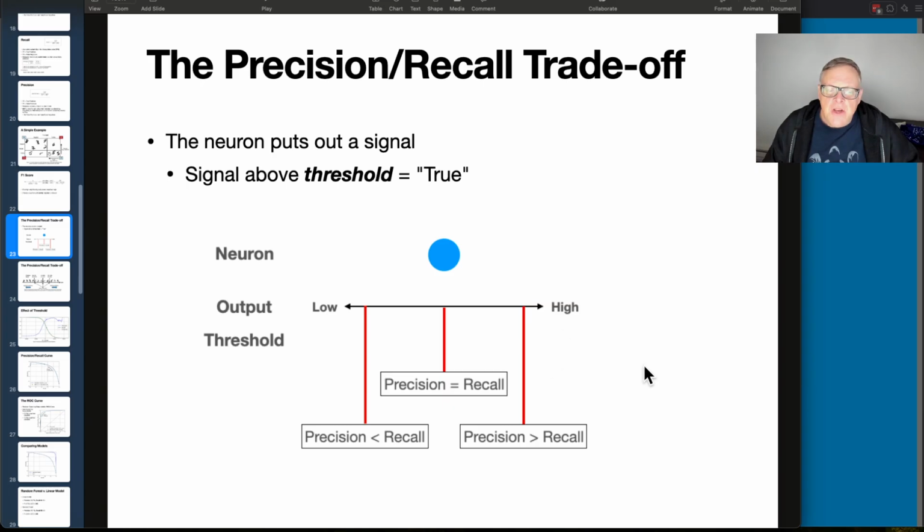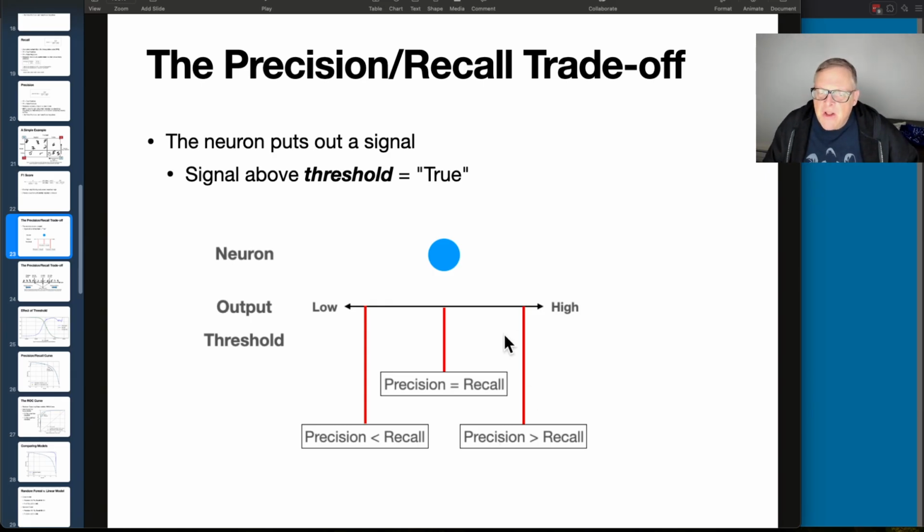So you could adjust the threshold. I've got the output neuron here. It's putting out a signal. If I put a threshold in the middle somewhere, then I'll get precision equal to recall. If I make the precision very high, then it will be very difficult for it to say true. So I will start getting a really bad recall rate. It will start failing to recognize many of the 5s. But anytime it does say it's a 5, it'll be true.